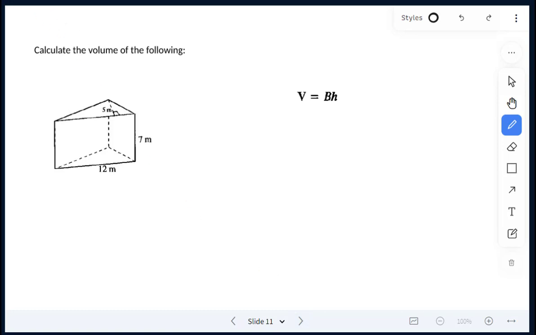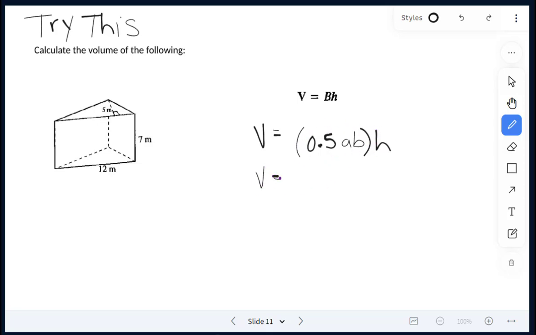All right, I'm going to leave this one for you guys to try. Okay, so when we're looking at this triangular prism, we have our formula here. This is the area of the base. Then we're going to multiply by height. So our base is a triangle, which is why I have this here.